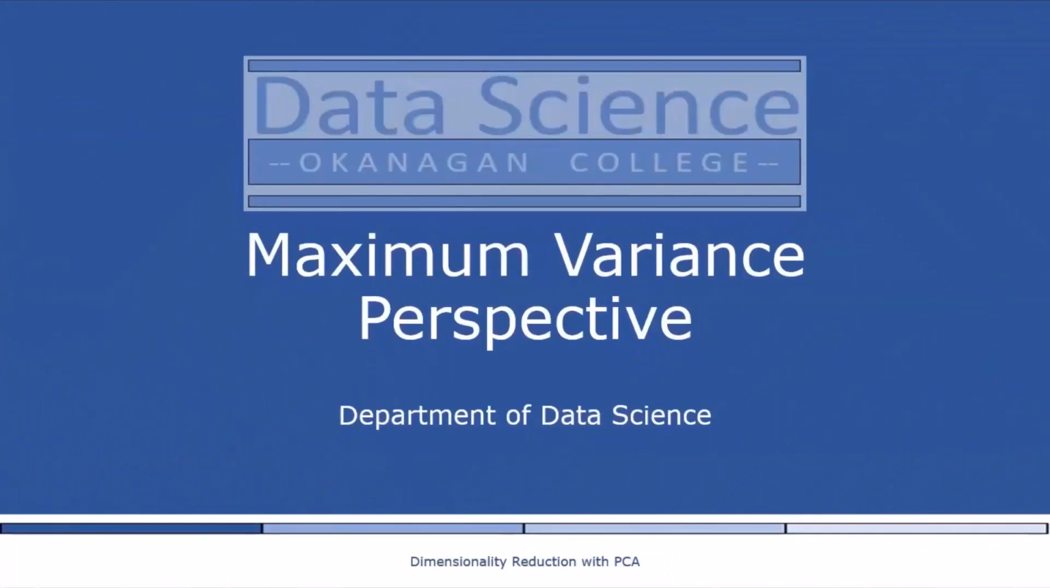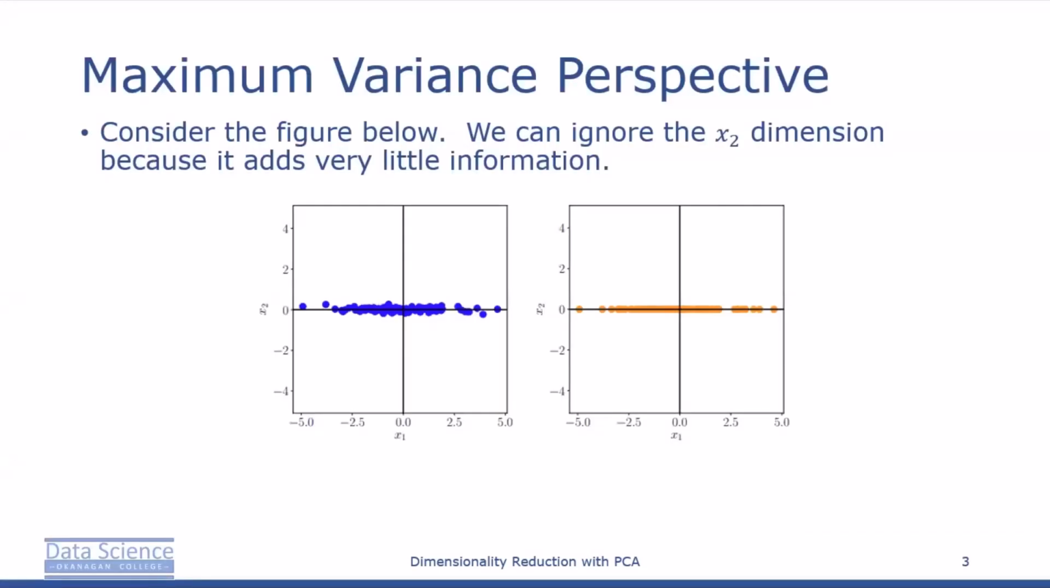Let's discuss the maximum variance perspective. Essentially, we will view the problem of principal component analysis as a problem related to filling space. In this figure, we give an example of how two-dimensional data can be represented by a single coordinate. In the right panel, if we choose to ignore the x2 coordinate of the data because it does not have much information, then we can view this as one-dimensional data.